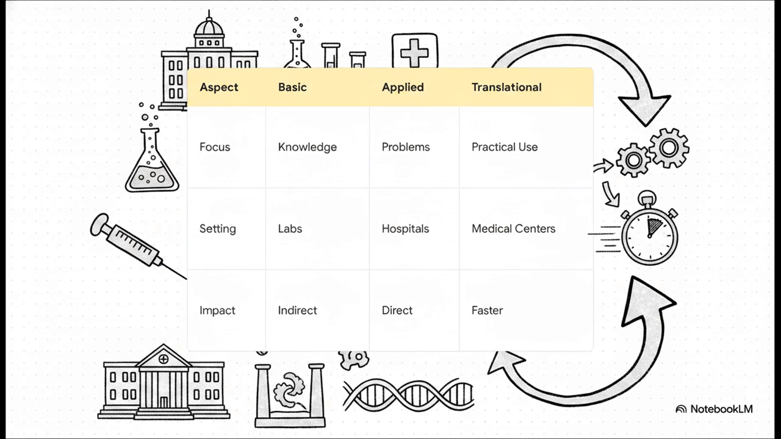Notice how the settings shift across the 3 types. Basic research happens over in university labs, applied happens out in industries and hospitals, and translational sits right in the middle at medical centers and biotech firms. Also, definitely pay attention to the impact time. Basic research is a long-term, indirect investment. Applied is much shorter term and direct, and translational is specifically engineered for the fast application of discoveries to real-world use. Ultimately, they all form this continuous, incredible cycle of scientific innovation.